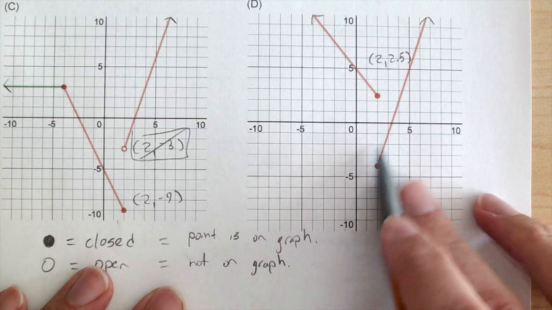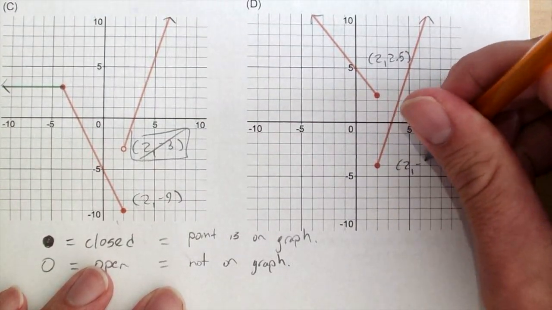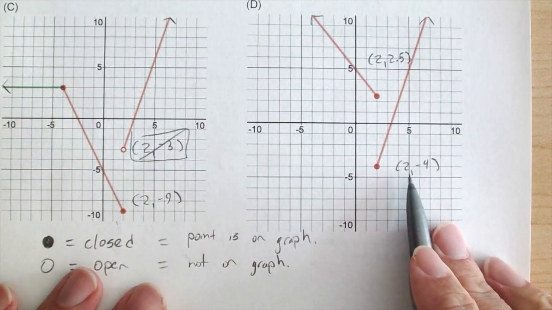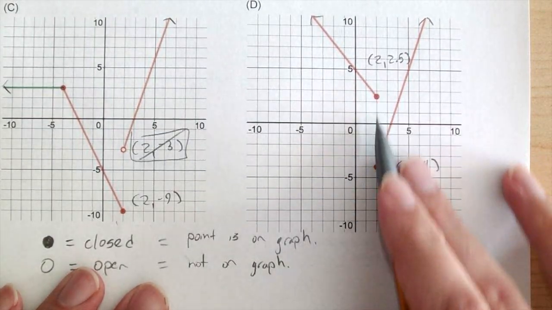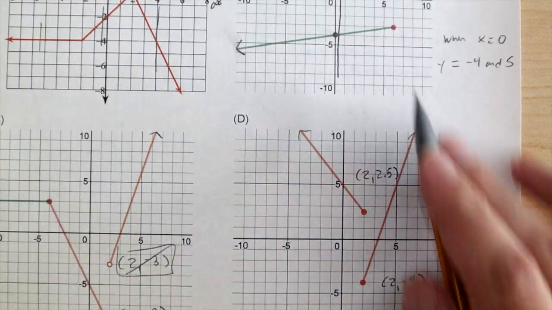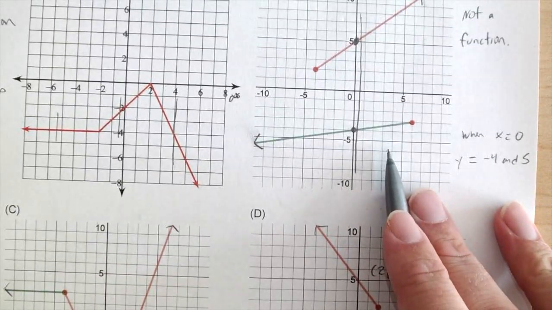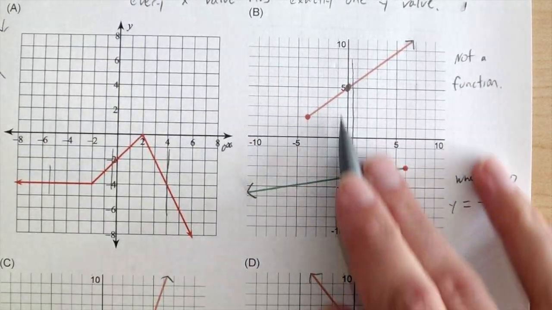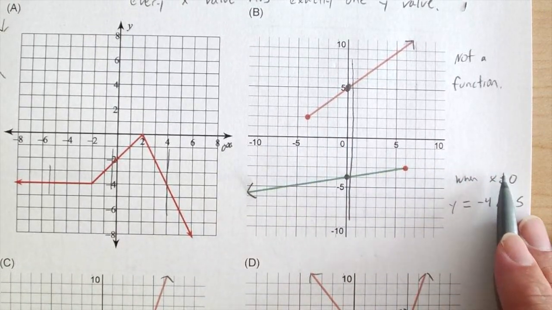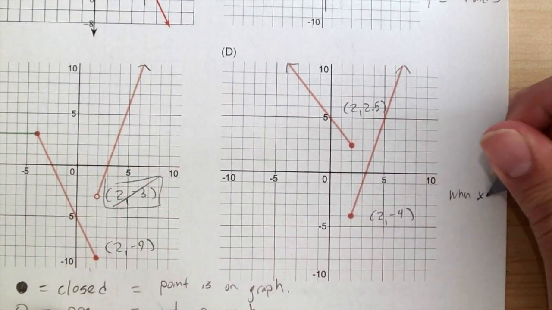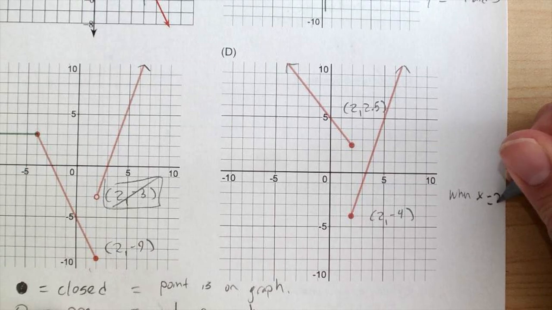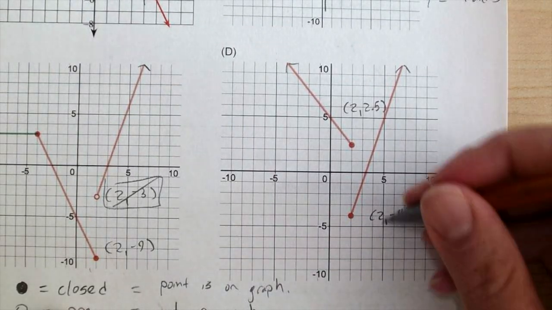This point is (2, -4). But what's happening is that both of them are points on our graph. So if we're going to look at failing the vertical line test, B was not a function because when x is equal to 0, for example, it was two things. So here, if I say when x equals 2, what does y equal?